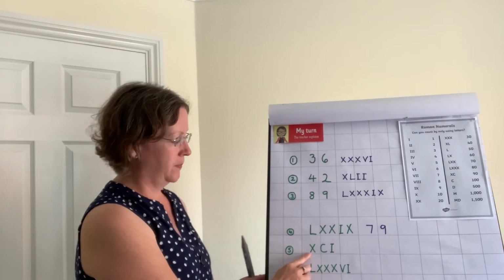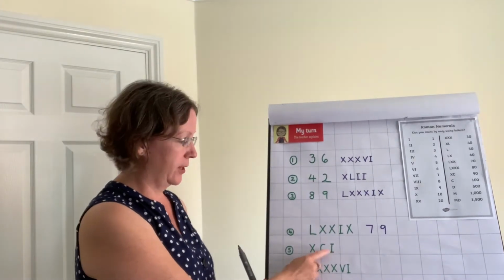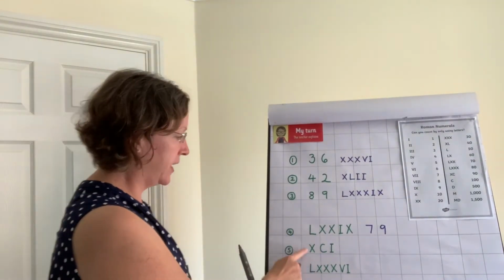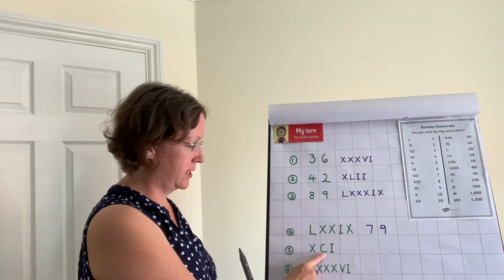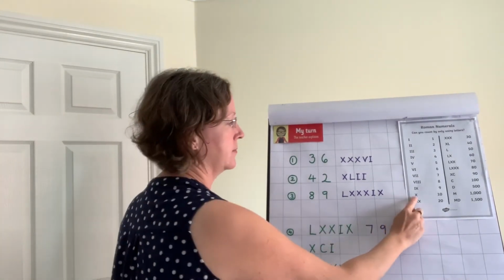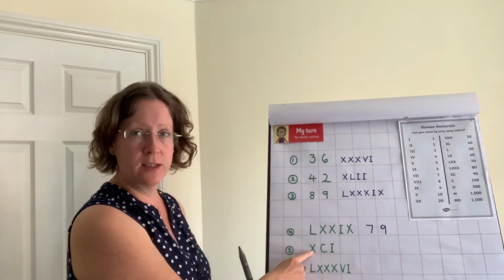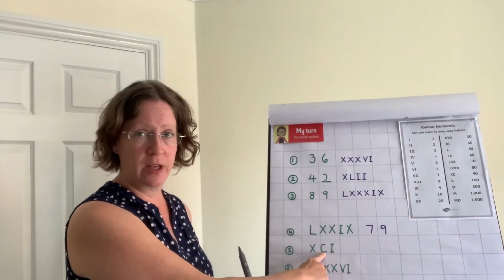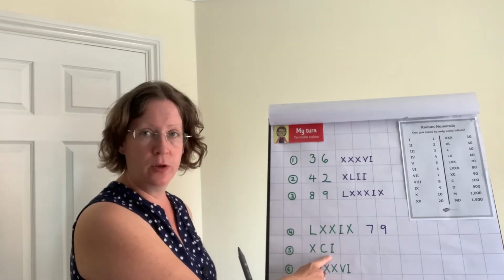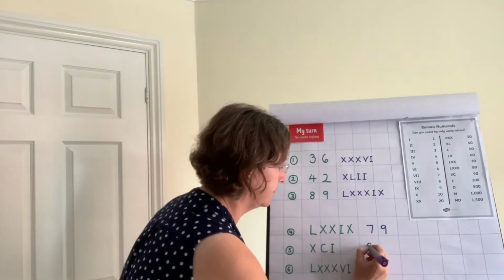The next one is XCI. Okay, so the X is in front of C. Now X means 10 and C means 100. So I've got to take this smaller value away from this larger value here. So it's 10 away from 100. So I know it is 90.